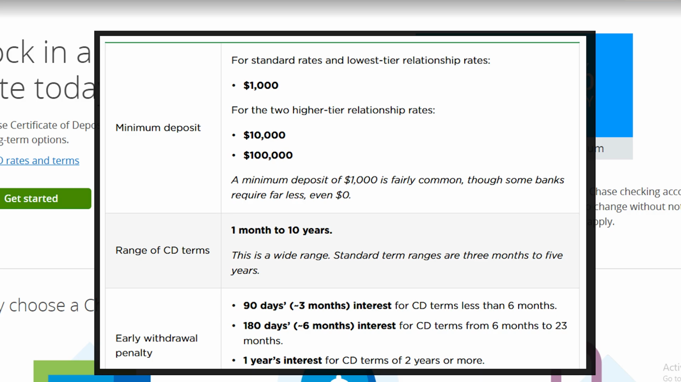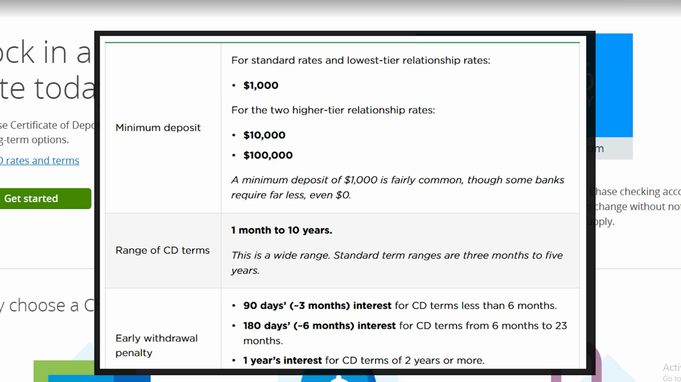Early withdrawal penalties. For CDs under 6 months, 90 days of interest, which is 3 months. For CDs from 6 to 23 months, 180 days of interest, which is 6 months. For CDs over 2 years, 1 year of interest.